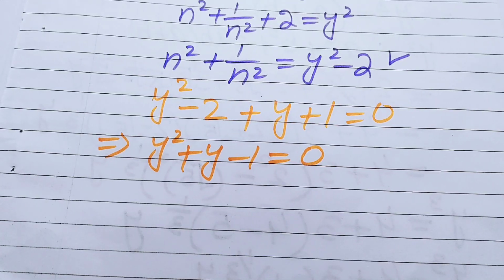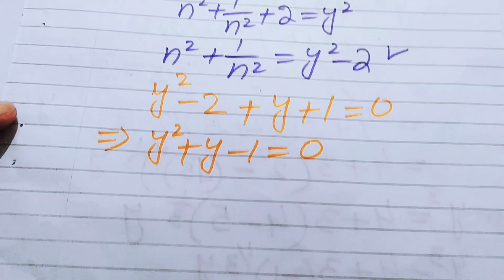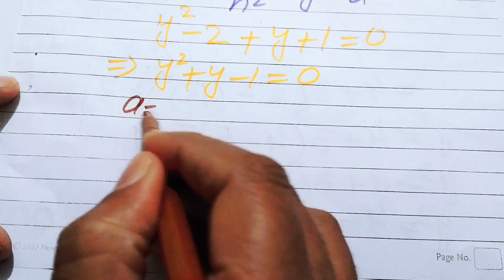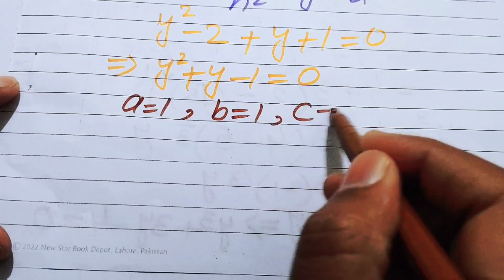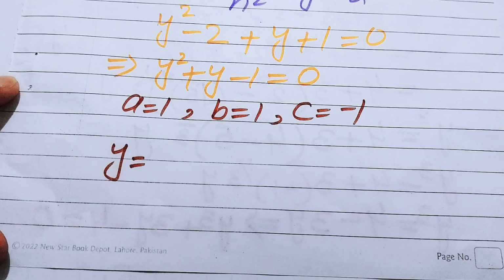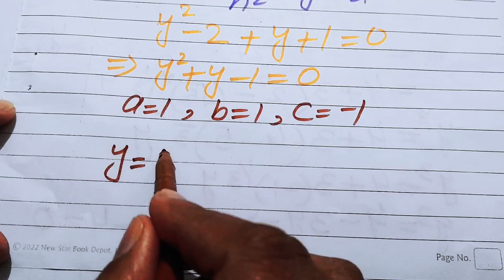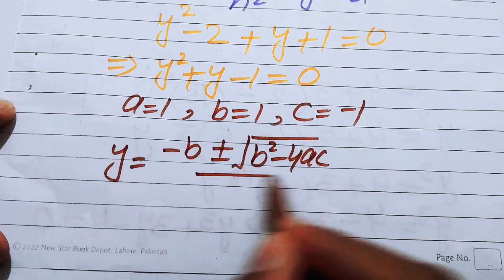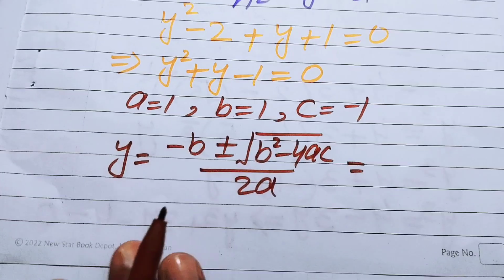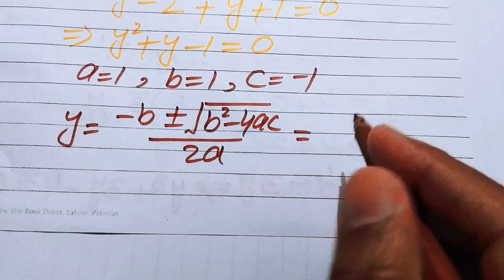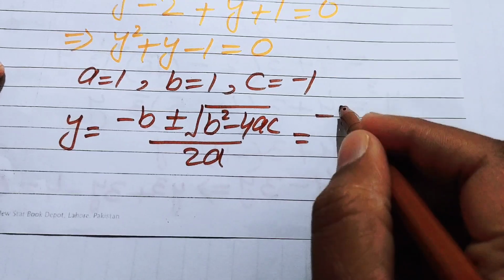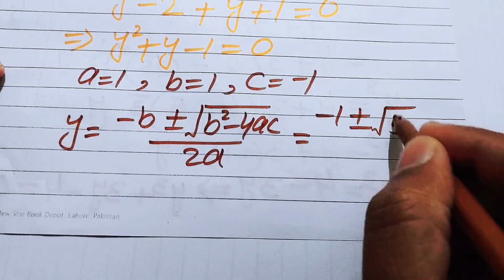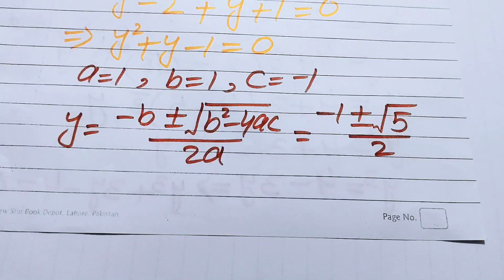So finally we get here the nice quadratic equation, and we can solve this quadratic equation by using the quadratic formula. So now first we write the coefficients of this equation: a = 1, b = 1, and c = −1. So first I can write the quadratic formula, which is (−b ± √(b² − 4ac)) / 2a. So we put the values of a, b and c here, and we get its final answer in this way: (−1 ± √5) / 2. So this becomes the golden ratio.